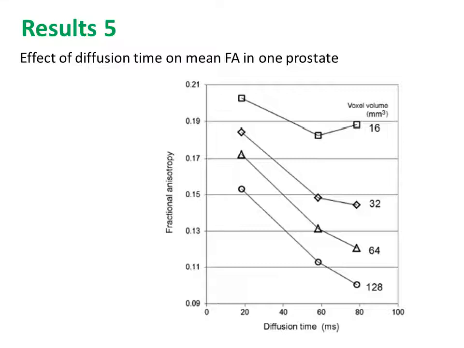So we looked at how the FA changed, or the average FA throughout one prostate as the diffusion time increased. At high spatial resolution we can see that the average FA actually decreases as we increase our diffusion time, and this effect is less pronounced at the larger voxel sizes. So again, for clinical size voxels, roughly in this range, a little below 16 millimeters cubed, we could expect a small dependence of the observed FA on the actual diffusion time.